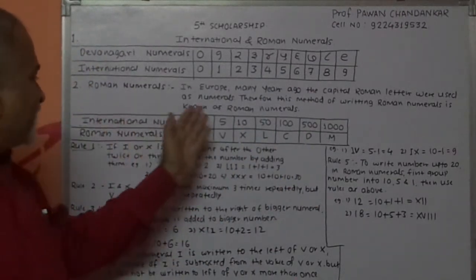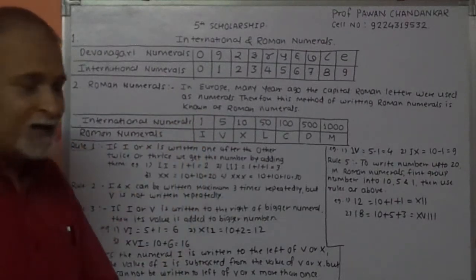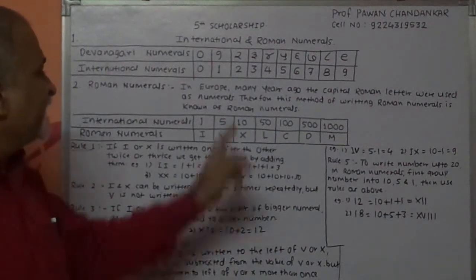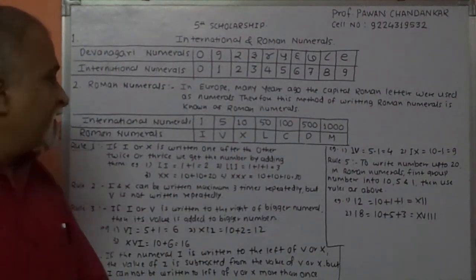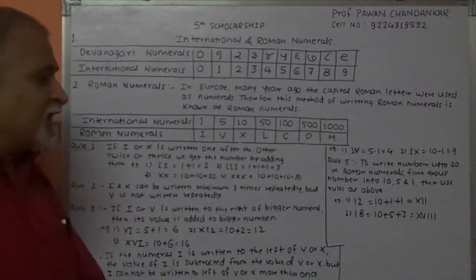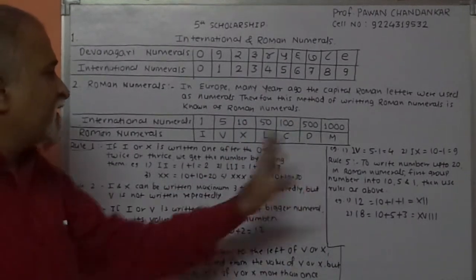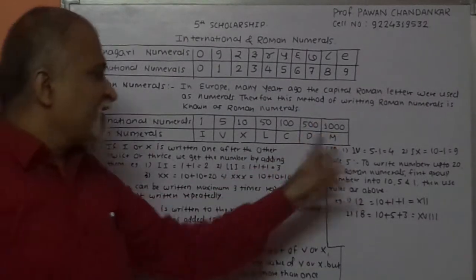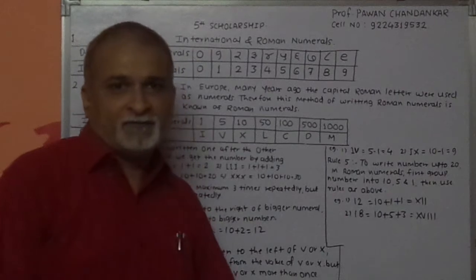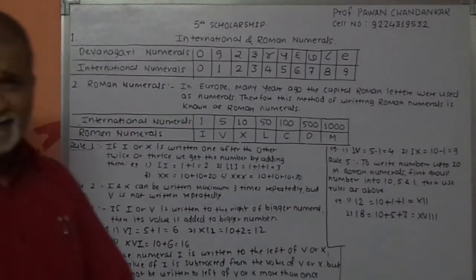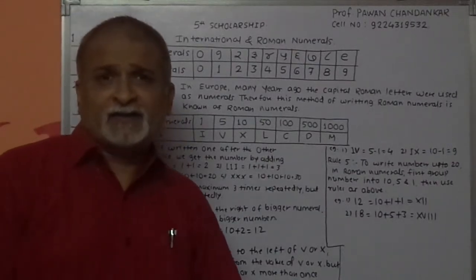See, international number 1 is represented by the letter I. 5 is represented by the letter V. 10 is represented by the letter X. 50 is represented by the letter L. 100 is represented by the letter C. 500 is represented by the letter D. And 1000 is represented by the letter M. Right, students? Very good. Now let's try to understand the rules for writing Roman numerals.